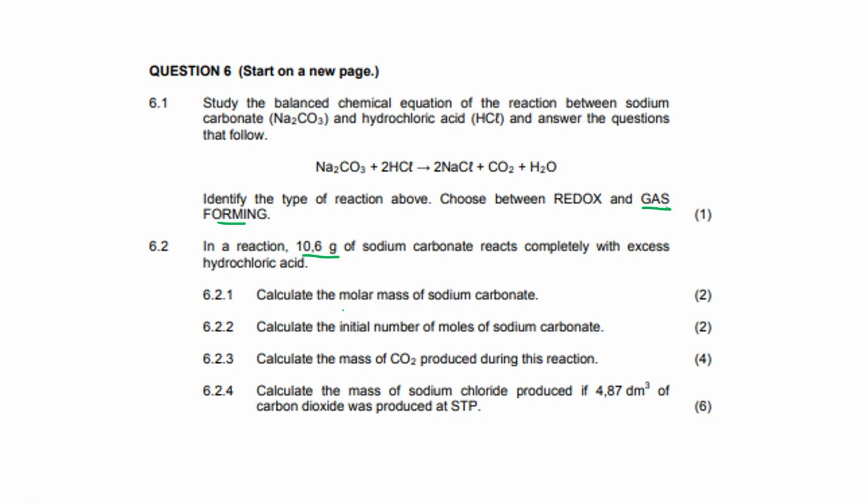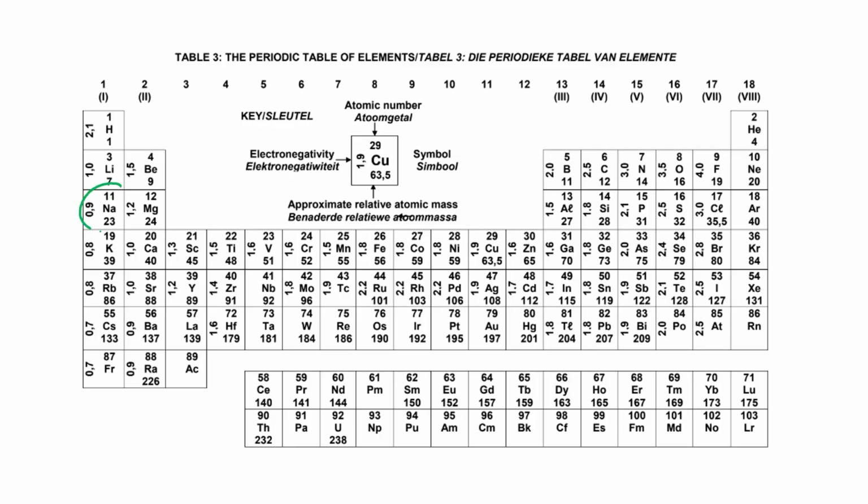6.2.1, calculate the molar mass of sodium chloride. I've done a few videos on how to calculate the molar mass of something. So we're going to look at the three elements here: sodium, carbon, and oxygen. There we have sodium, there we have carbon, and there we have oxygen. We're going to look at their masses. So sodium is 23, carbon is 12, and oxygen is 16.